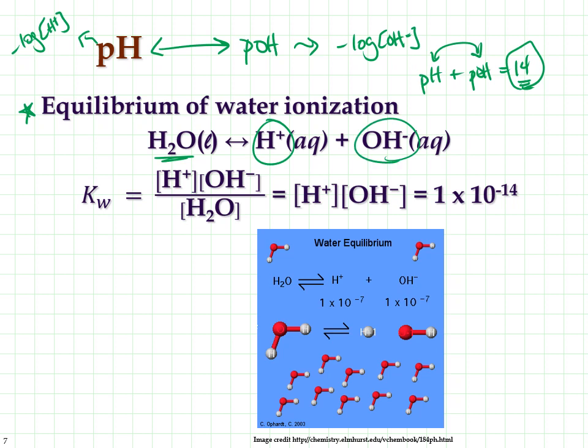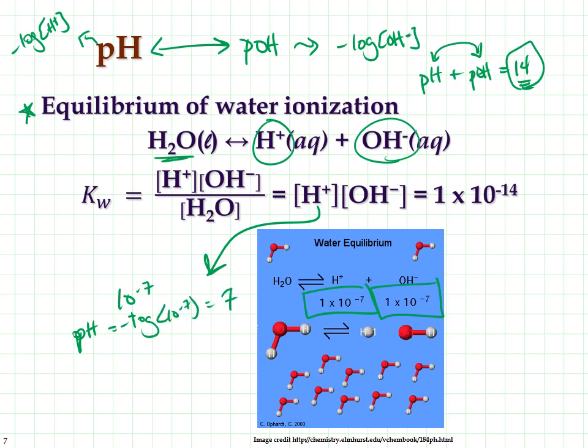What's super cool is that these will dissociate at equilibrium with concentrations of 1 times 10 to the minus 7. And so if I'm looking at something that's neutral, the hydrogen ion concentration is going to be 10 to the minus 7. The pH, whoa, that's a weird P. The pH is going to be equal to the negative log of 10 to the minus 7. That's going to give it a pH of 7.